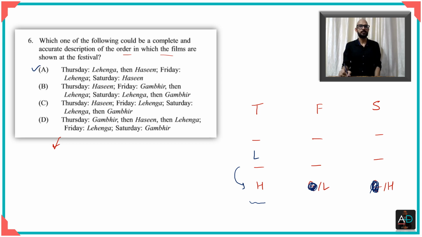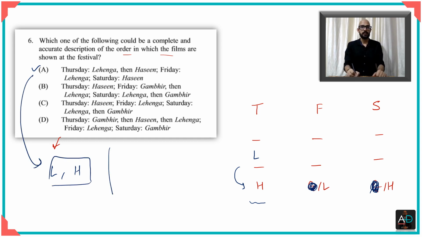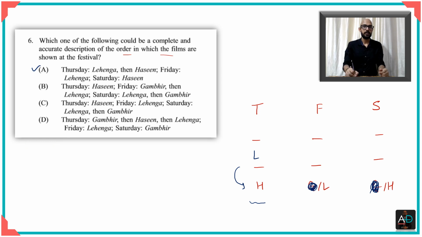Now is there a problem with this? Yes, there is a problem. As you can see only Lehenga and Haseen here in this option A. But in the film festival, every film has to be shown once, which means Gambhir is not shown. Since Gambhir is not shown in this present set of rules, therefore I will eliminate option A. So A is not a possibility. Alright, now let's go ahead and look at the next option. Before I go to the next option, I bring this set of rules back to how it was when we started.